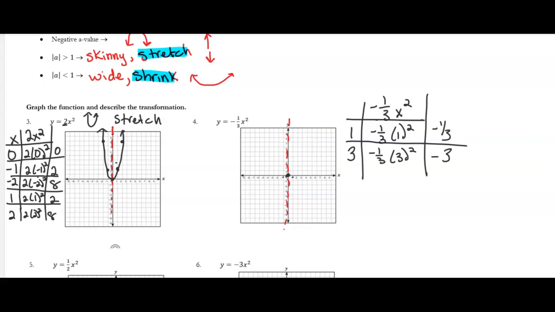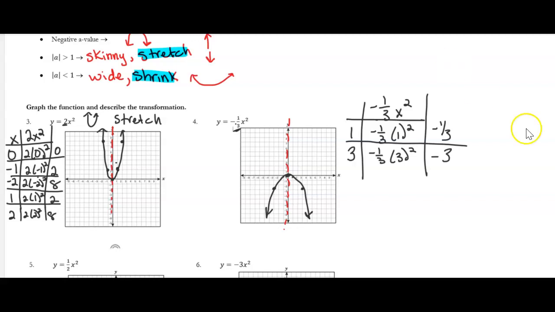So now I'm going to go to the right 3 and down 3. And I'm going to do the reflection on the same side, to the left 3 and down 3. And now you can see it's a wider graph. But again, when you have a fraction, I would always plug in something that's a multiple of what you're dividing by. So I could have done 3, I probably could have done a 6, I could have done a 9. But you want to do a multiple of what in the end you're going to divide by.